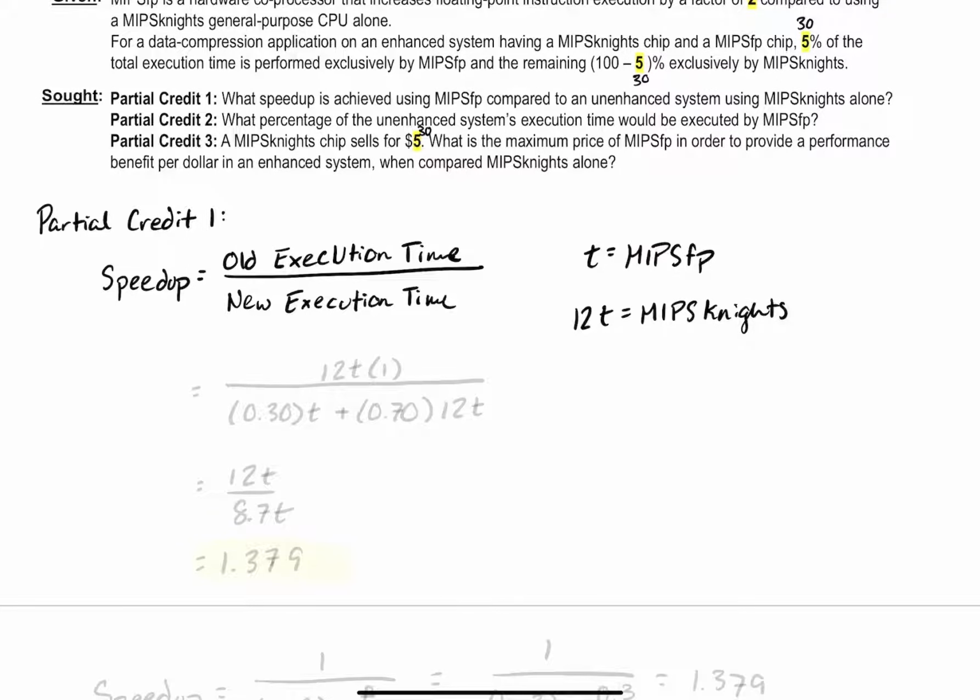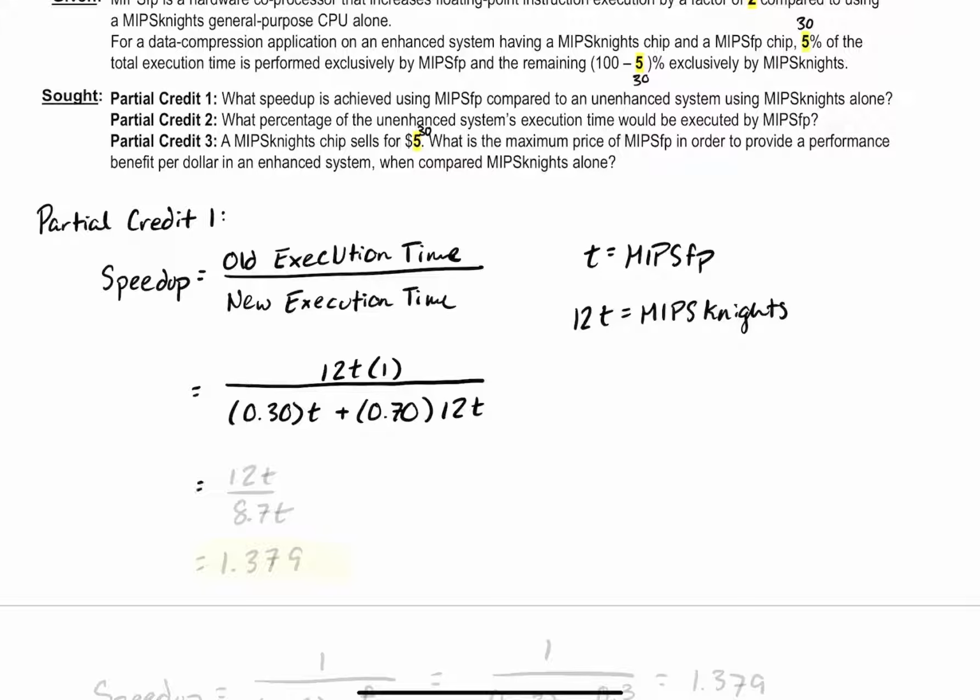So with this logic, the speedup can be equal to 12t times 1, because it is 100% of the execution time executed by MIPS nights, over new execution time, which would be equal to 30% of the execution time times t, which is the portion that's going to be executed by MIPS FP, plus 70% of the time times 12t, which is the execution rate for MIPS nights.